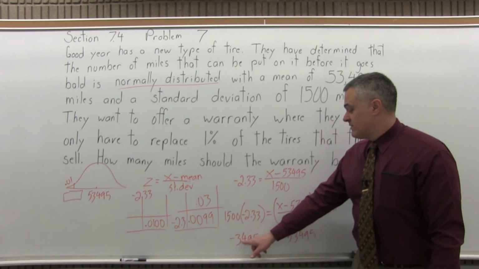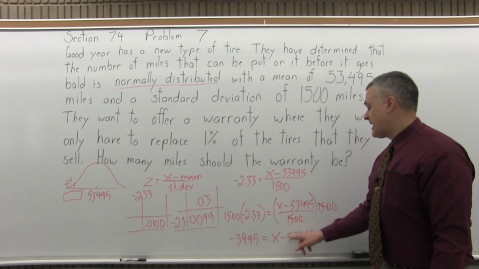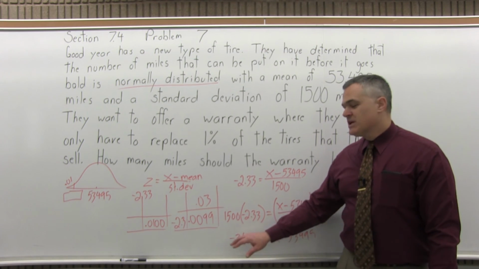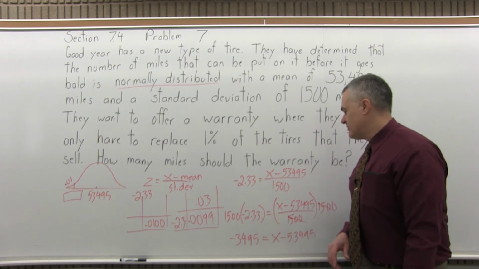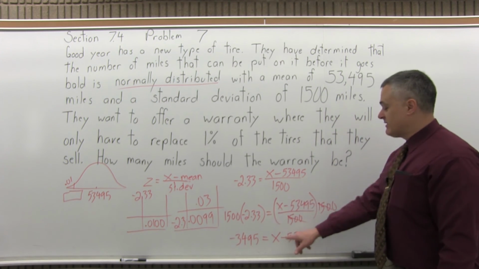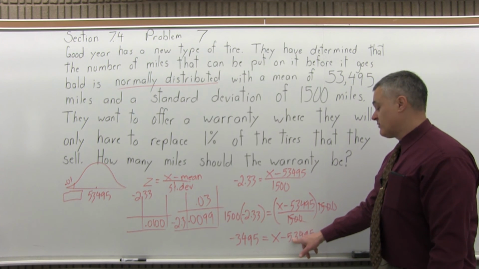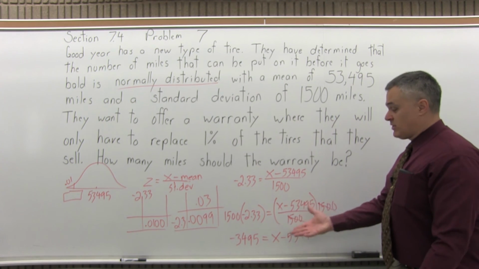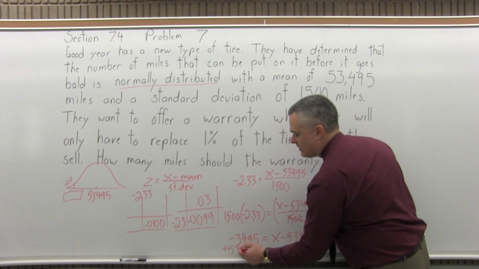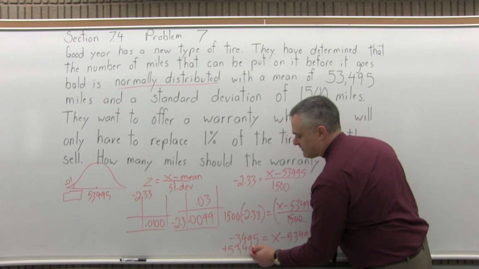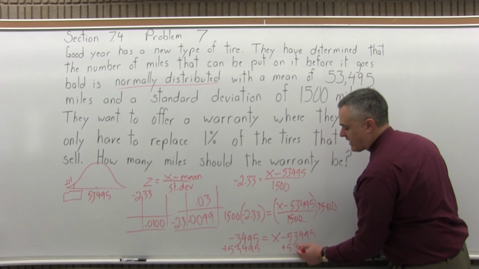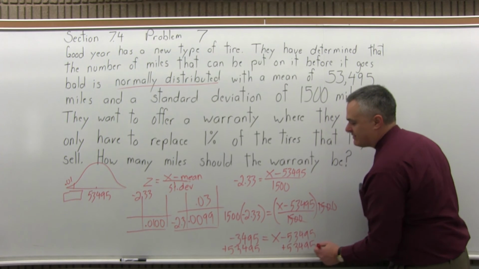I have negative 3,495 equals x minus 53,495. The negative makes it look a little weird. You might question whether you've made an error, but it's actually fine. You have to pay attention. To get the x by itself, I want to get rid of the 53,495 next to it. So on both sides, I will add 53,495: 53,495 on the left side plus 53,495 on the right side.